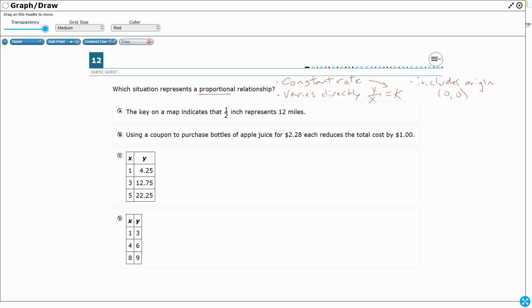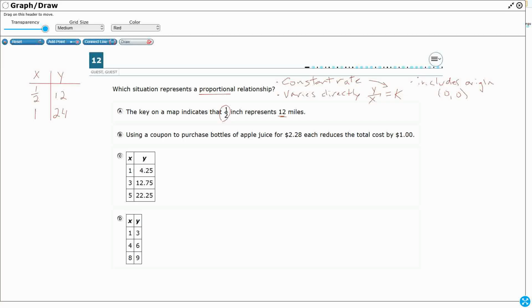So a key on a map indicates that 1/2 inch represents 12 miles. Well, I'm going to make a little table of values here because I want to get it into a unit rate. So if I've got 1/2 inch, that's going to make 12. I want to get a unit rate. So if y over x, I want to get that x to be 1. So let's double it. Okay, so every 1 inch makes 24 miles. Therefore, 1/2 an inch makes 12 miles.